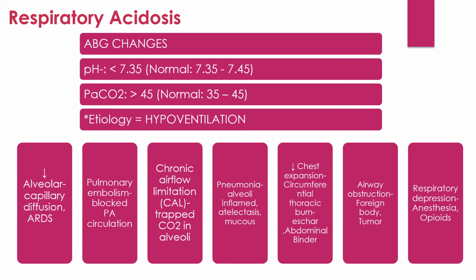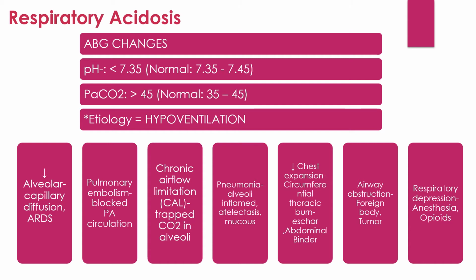You're going to have ABG changes. Your pH will be less than 7.35. Your PaCO2 will be greater than 45. The etiology, and this is circle, star it, write it in big letters, is hypoventilation. So when we're looking at the different causes for respiratory acidosis, we're looking at all the different reasons why a patient might have hypoventilation.